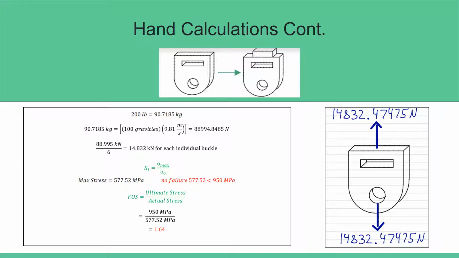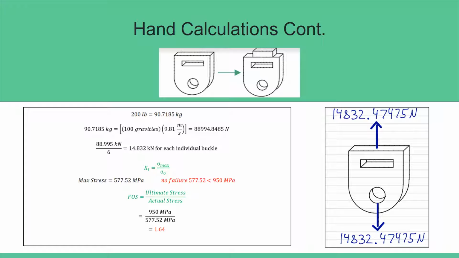Here you can see a couple of the calculations that we did. For example, we calculated the force going on the buckle. That gave us 14.8832 kilonewtons. You can also see how we calculated KT, which is the max stress divided by the stress going on the buckle. According to the graph before, the max stress is 577.52 megapascals. And since this is less than the ultimate stress given, which is 950 megapascals, we know that there's going to be no failure.